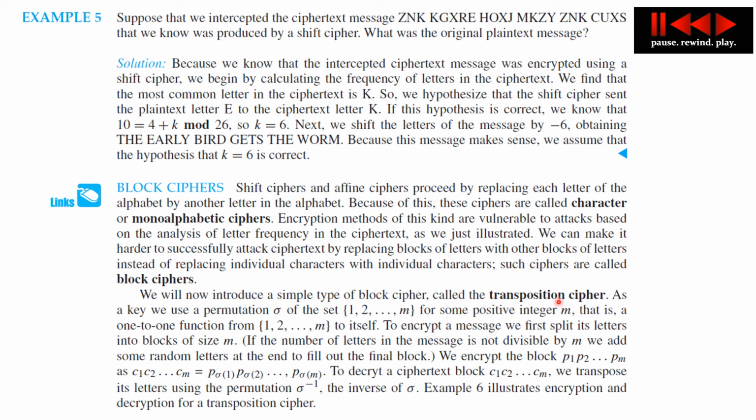We'll look at a type of block cipher called a transposition cipher. We start with a permutation. We make a permutation of 1 up to m. So we take a block that is m long, and we shuffle these numbers up with a permutation, which is a rearrangement of these numbers. They're all there, and then we shuffle the numbers. To encrypt a message, we first split its letters into blocks, each of size m. If it's not divisible by m, you add some random letters at the end to fill out the final block. Then you encrypt the blocks, P1 through Pm, and you get ciphertext C1 through Cm, blocks which have been shuffled. To decrypt this, we transpose its letters using the inverse of the permutation, the inverse of sigma. We'll look at an example of this.